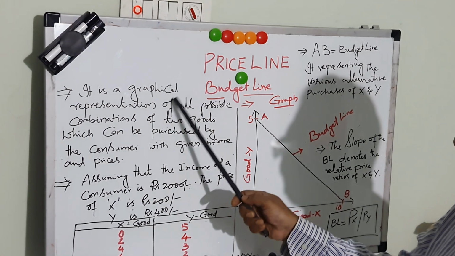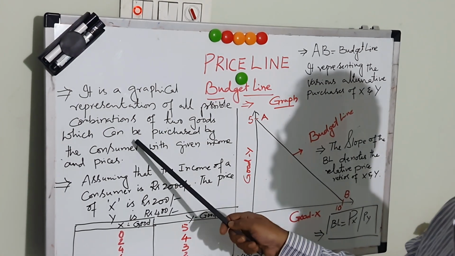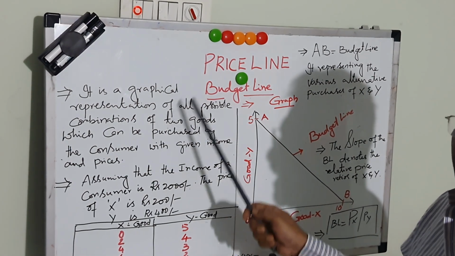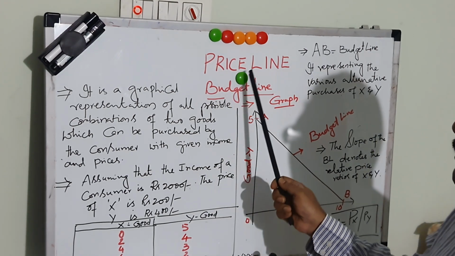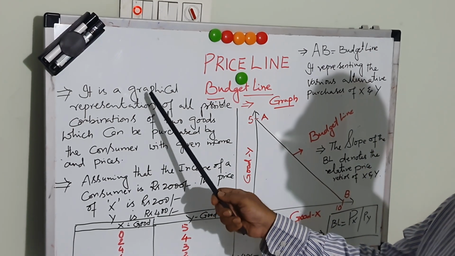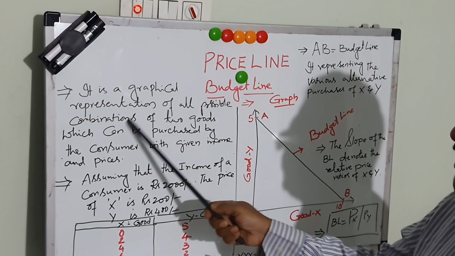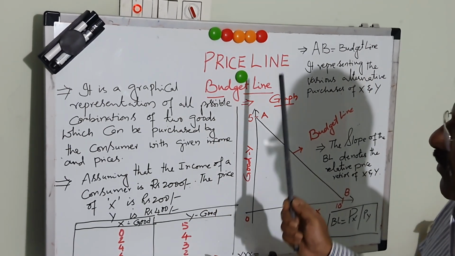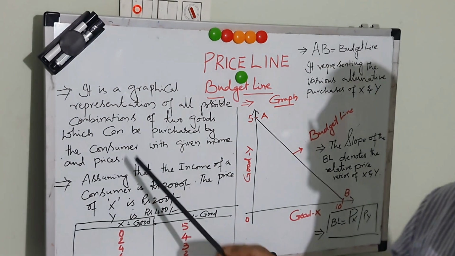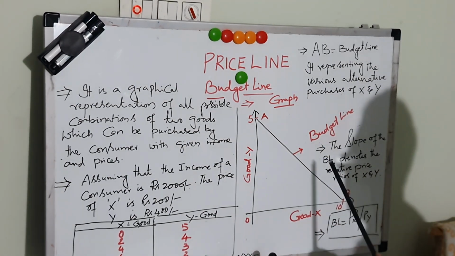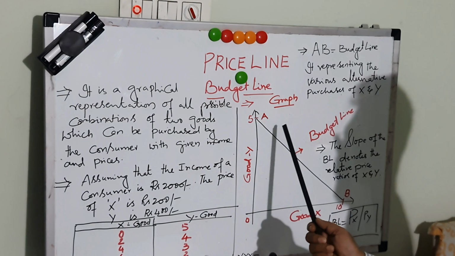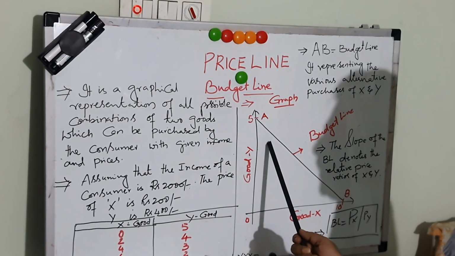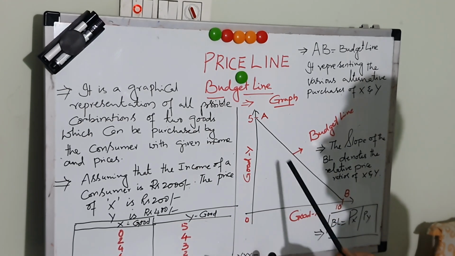So, it is the graphical representation of all possible combinations of two commodities X and Y. The budget line represents the possible combinations of two goods which can be purchased by the consumer with a given income and prices. So, the budget line represents the income levels as well as the price levels of goods X and Y.